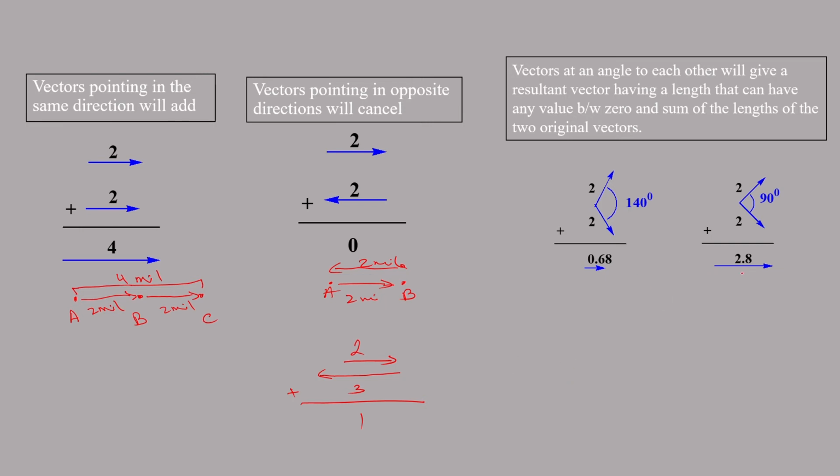Now, if the vectors are at an angle with each other, then the resultant vector will have a length that can have any value between 0 and the sum of the lengths of those original vectors. You don't really have to worry about the actual quantity of those vectors. You just need to know that when the vectors are at some angle, they will have a positive net value. So the only time they cancel each other is when they are equal in value and opposite in direction. In all other cases, there will be some net number.